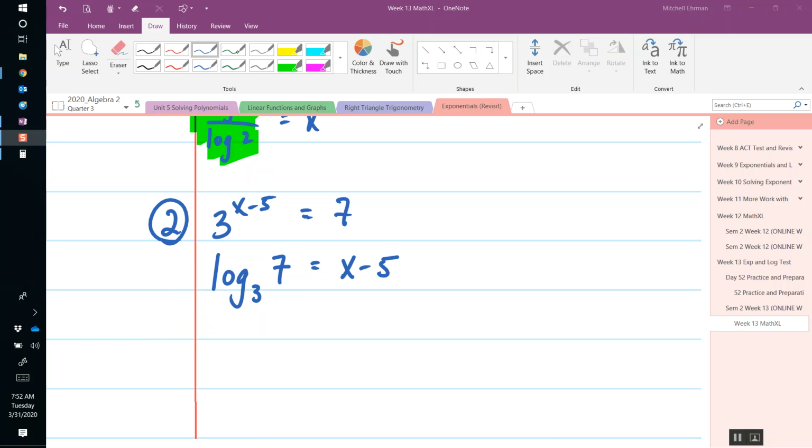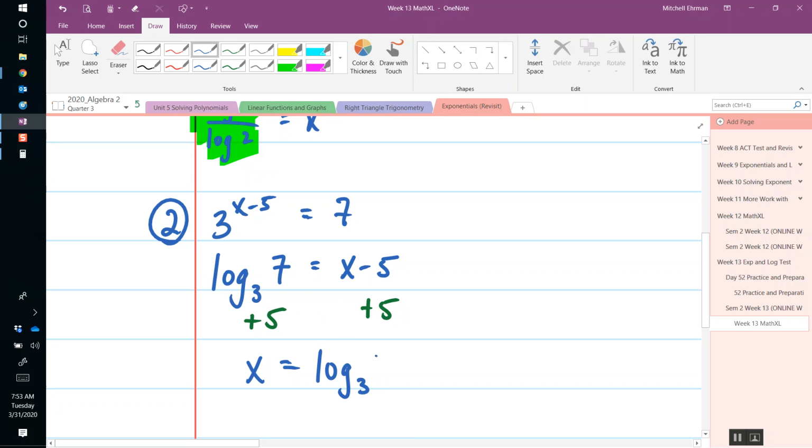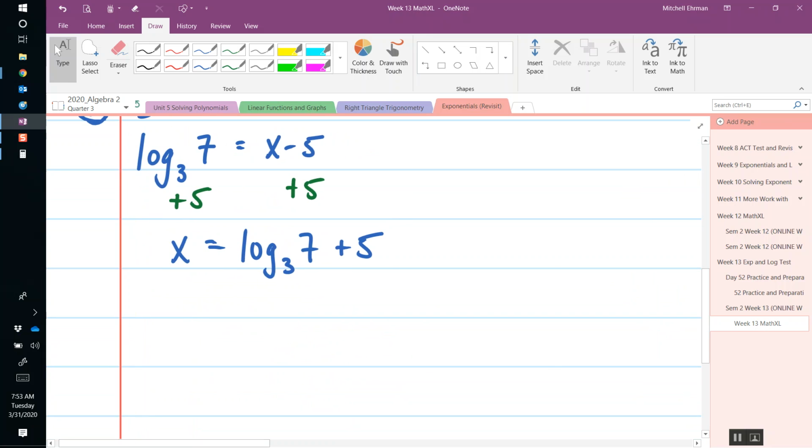And if we have a number that's equal to x minus 5, then by adding 5 to both sides, we'll be able to isolate x. I'm going to write x on the left-hand side here, just to switch these around a little bit. And x would be equal to whatever log base 3 of 7 is. So log base 3 of 7 plus 5. And this is our exact answer.